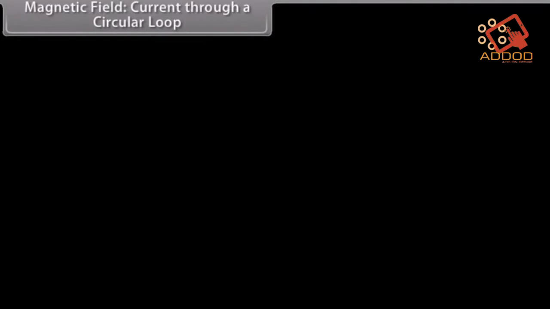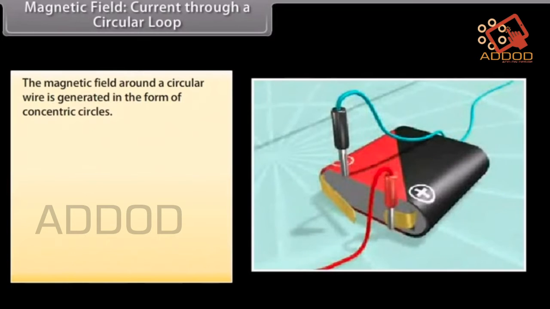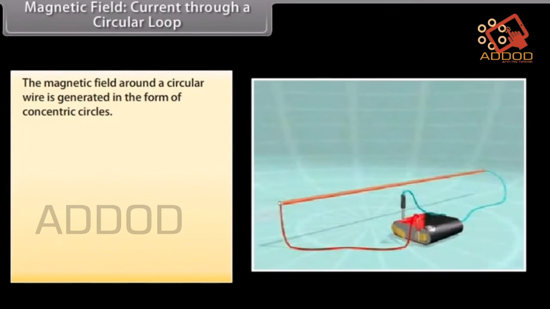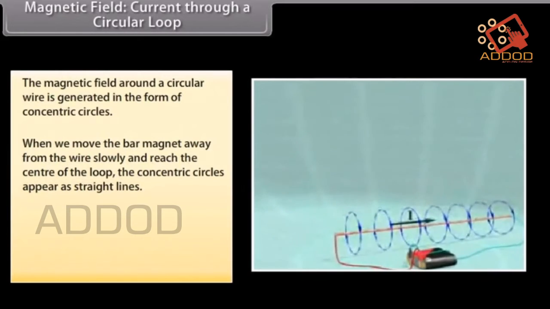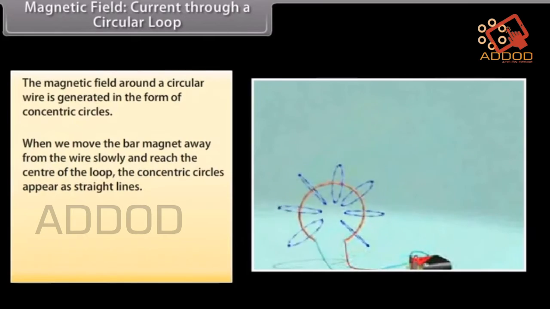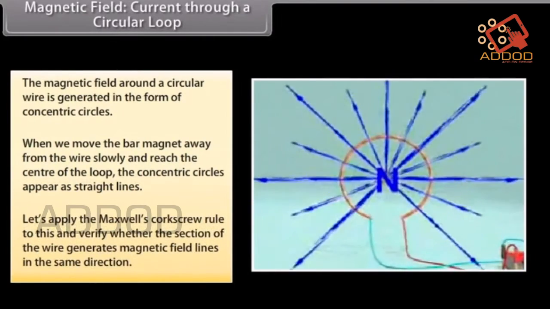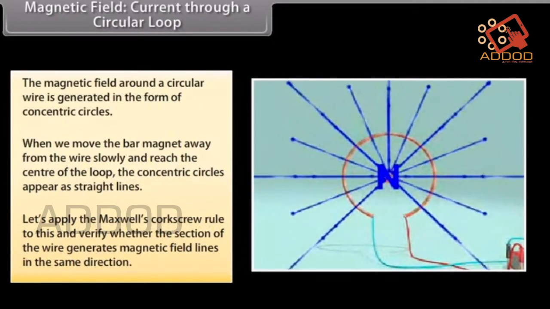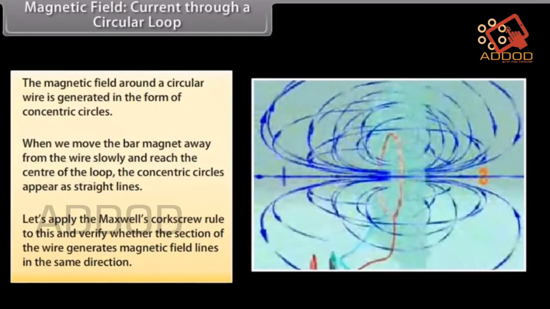Magnetic field. Current through a circular loop. Let us now look at what happens when the wire through which we passed the current is placed in a circular manner. The magnetic field around it is generated in the form of concentric circles. Try moving the bar magnet away from the wire slowly. By the time we reach the center of the loop, the concentric circles appear as straight lines. The entire magnetic field appears as a straight line. Now try applying Maxwell's corkscrew rule to this and check whether every section of the wire is able to generate magnetic field lines in the same direction.